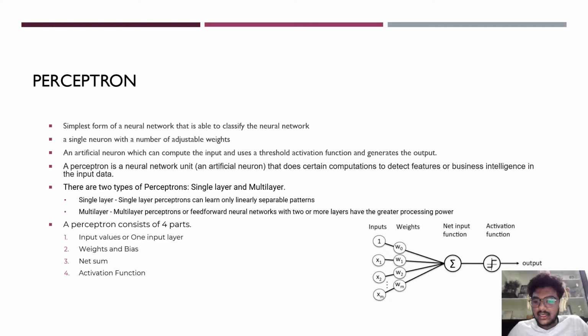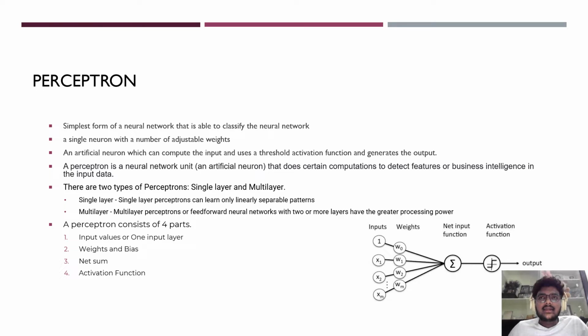In general we have two types of perceptron, single and multi-layer perceptrons. So what is a single layer perceptron? Single layer perceptrons can learn only linearly separable patterns. Multi-layer perceptrons can learn non-linearly separable data, and they have two or more layers so that they can achieve greater processing power.